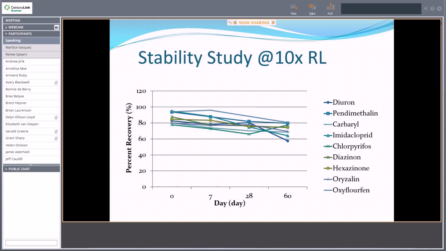So this graph that I'm showing you is the percent recovery of each of these compounds over the 60-day time course. For ease of visualization, I just have half of the compounds on this graph, and the next graph has the second half. As you can see, by day 60, we've dropped below pretty much a 70% mark for quite a bit of these compounds. At 28 days, we're pretty much thinking that that's okay.